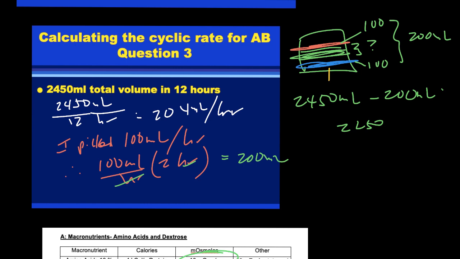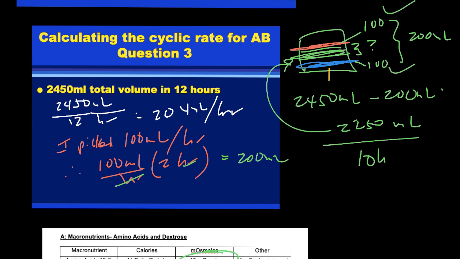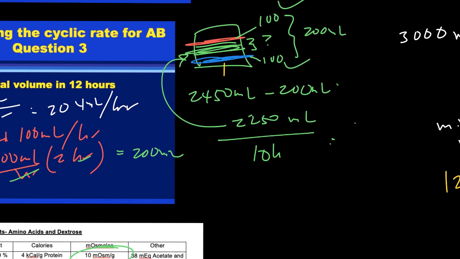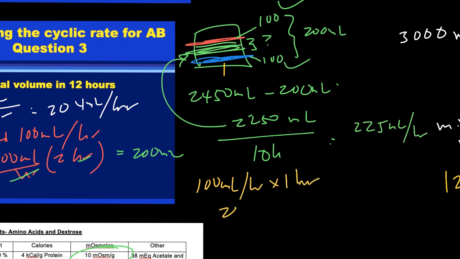So now you know that this is 2250 milliliters. You want to run it over a 10-hour period. Since you already counted the first hour and the second hour, that's 2 hours. You're missing 10 hours. So 2250 over a 10-hour period is 225 milliliters per hour. So now your tapering instructions are, what did I say, 100 milliliters per hour for the first hour, then 225 mils per hour for 10 hours.